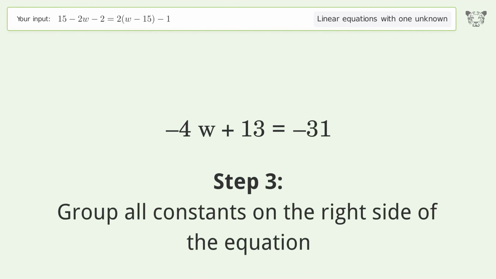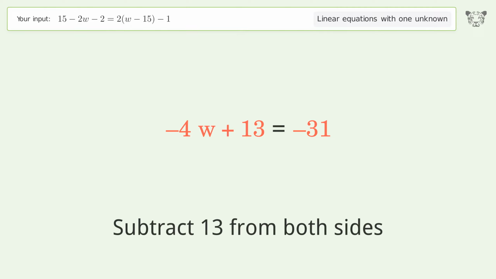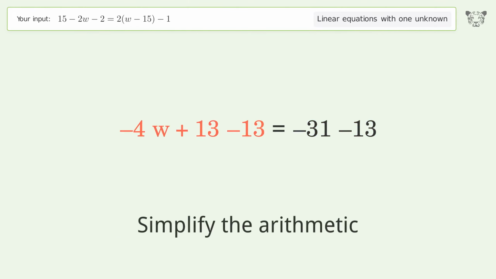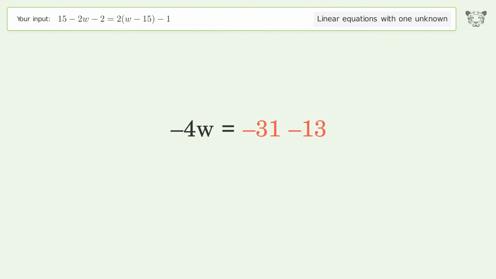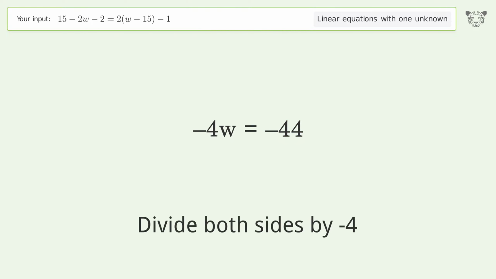Group all constants on the right side of the equation. Subtract 13 from both sides. Simplify the arithmetic. Isolate the w. Divide both sides by -4.